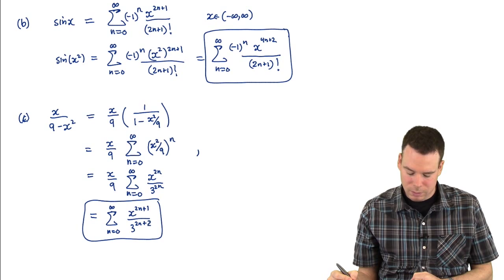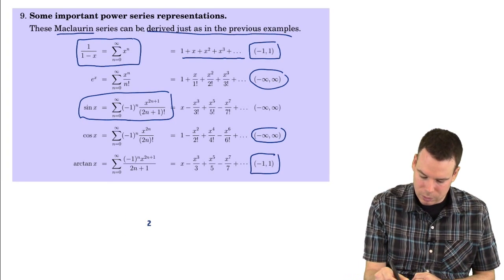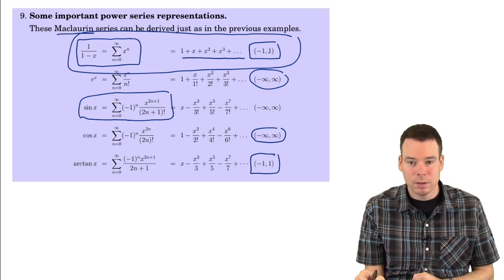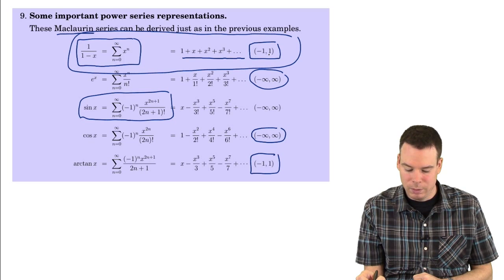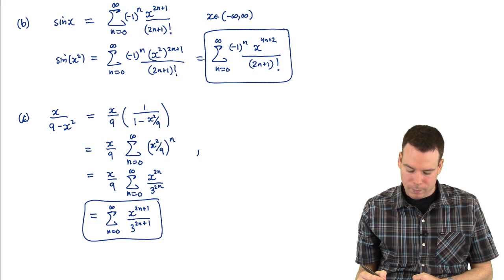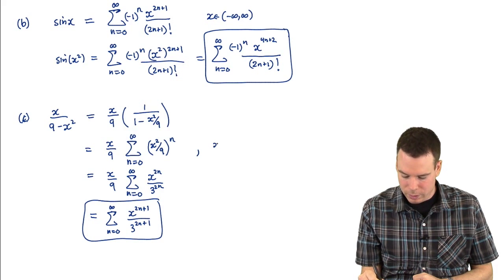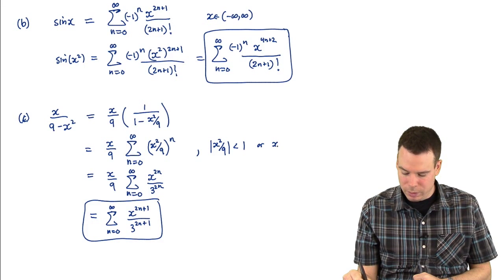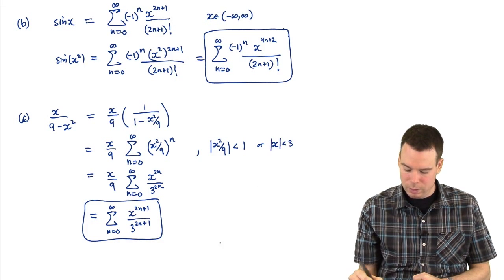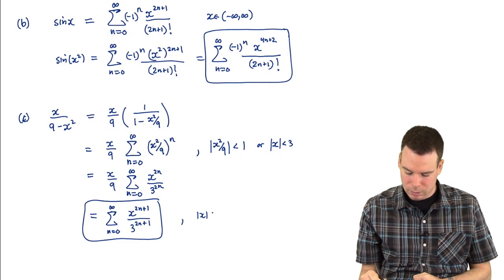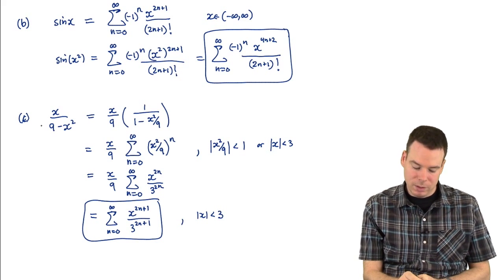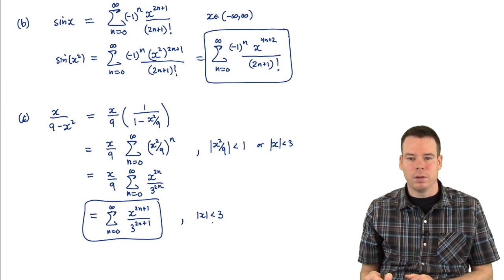So let's flip back here. This is the one I'm using. 1 over 1 minus x is the sum of this thing when x is in magnitude smaller than 1, when x is between negative 1 and 1. So this is true when x squared over 9 in magnitude is smaller than 1, or another way to say that is when x is smaller than 3 in magnitude. So our power series representation, our Maclaurin series for this function, is this on the interval between negative 3 and 3.